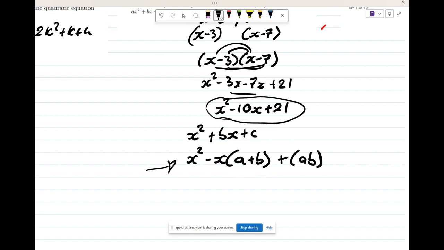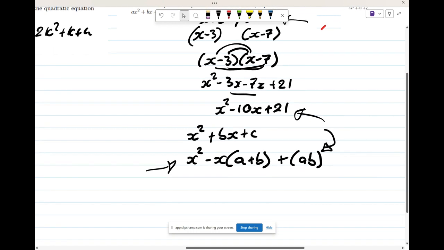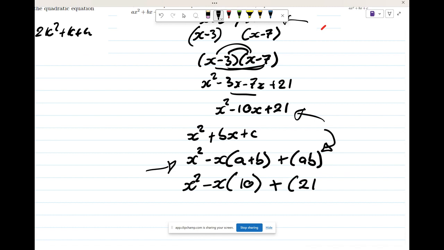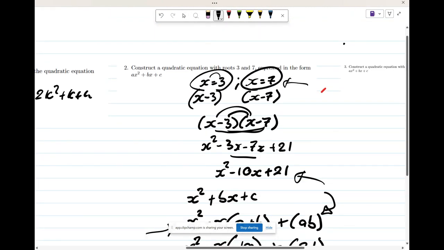So we made this expression appear out of these roots. So let's see if I can write this like this and then see if it's the same roots. So this is x squared minus x times 10 plus 21. That's x squared minus 10, and obviously, that's 3 plus 7, plus 3 times 7. And these are our roots. So x is equal to 3 and x is equal to 7.